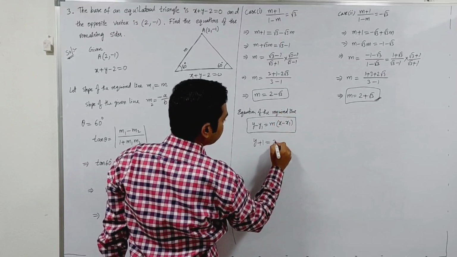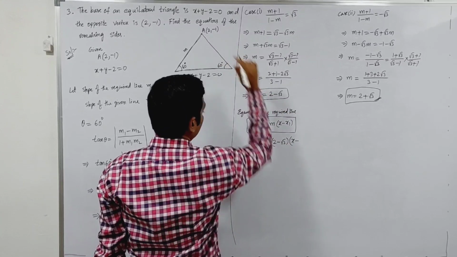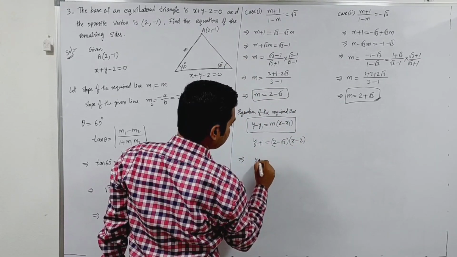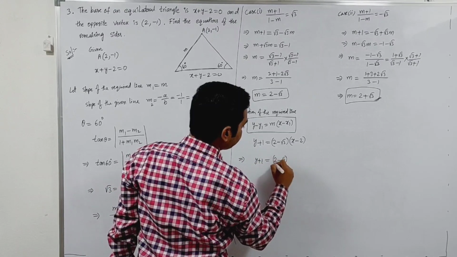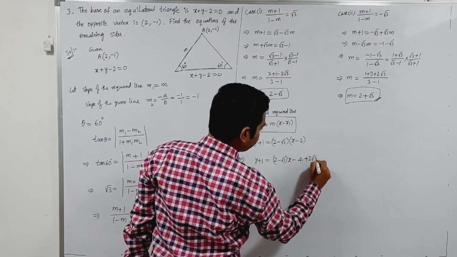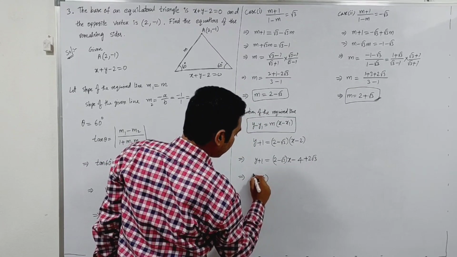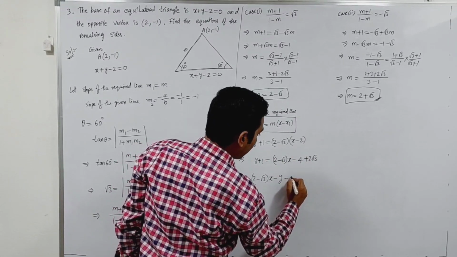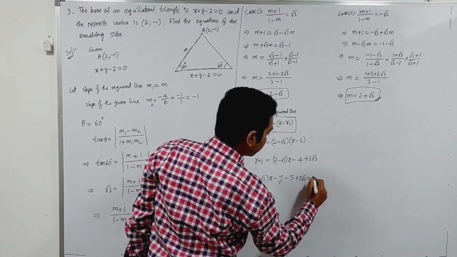m is equal to, here m is 2 minus root 3, of x minus x1. This is 2. So from this equation, y plus 1 is equal to 2 minus root 3 x minus 4 plus 2 root 3. From this equation, 2 minus root 3 of x minus y, right side, that is minus 5 plus 2 root 3 is equal to 0. This is the first side.